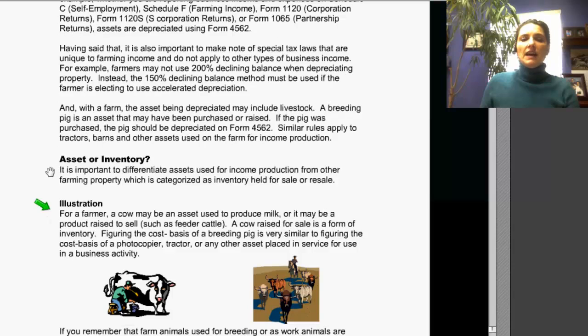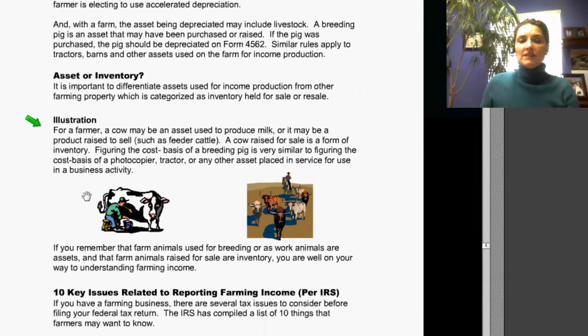So am I dealing with an asset or am I dealing with inventory? It is important to differentiate assets used for income production from other farming property, which is categorized as inventory held for sale or resale. And here's an illustration. For a farmer, a cow may be an asset used to produce milk, like this guy right here, or it may be a product that is raised to sell, such as feeder cattle that you see right here.